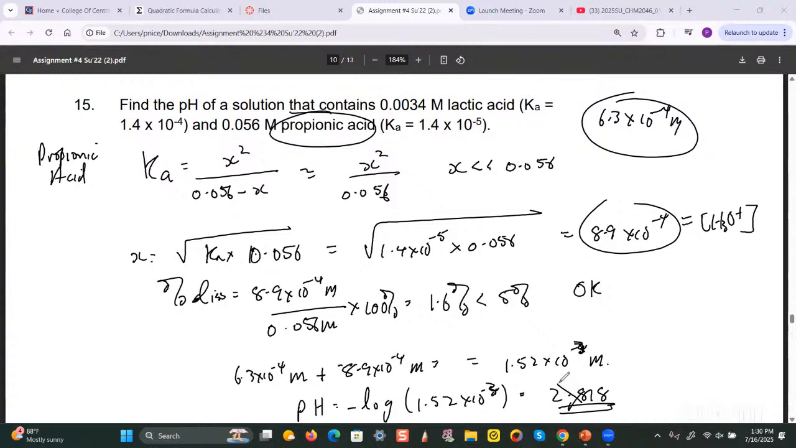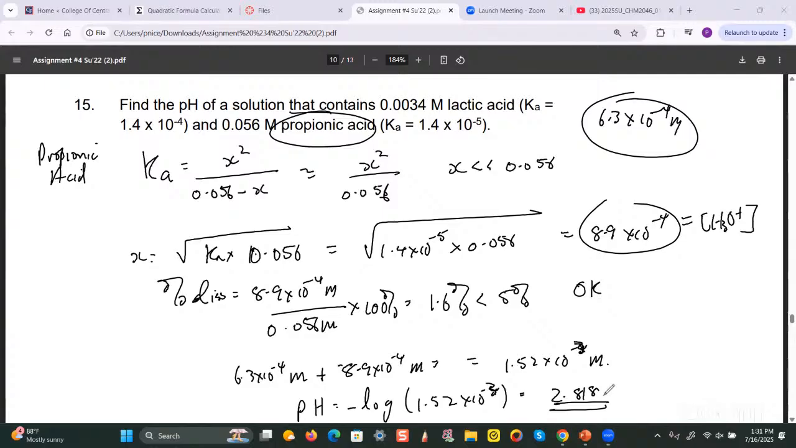So let me do that log. Oh, wait a minute. Hold on. 1.52 times 10 to the minus 3. Log of that. I got the same thing. 1.52 times 10 to the minus 3. I must have written it down wrong, but it's correct in the calculator. So the answer is still 2.818, sorry. 2.818. So that's still the answer. It's just that I apparently wrote on the wrong thing earlier.